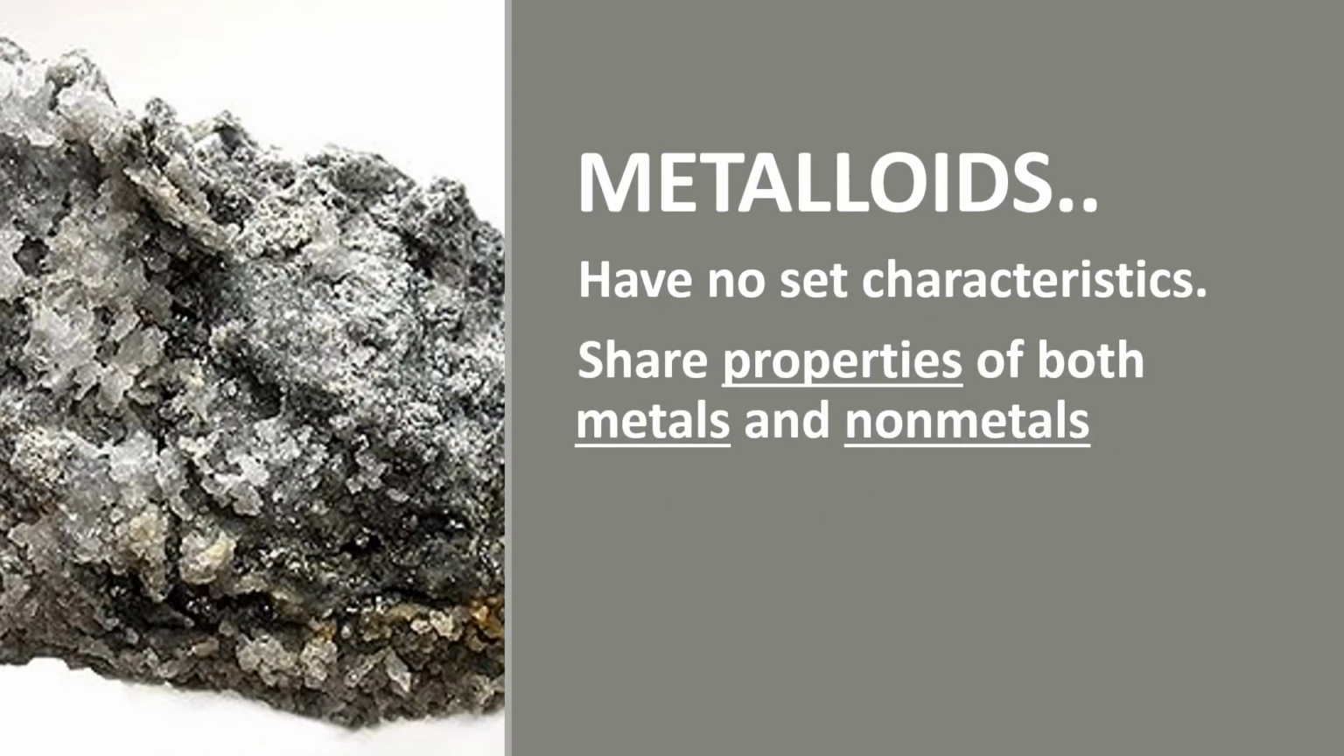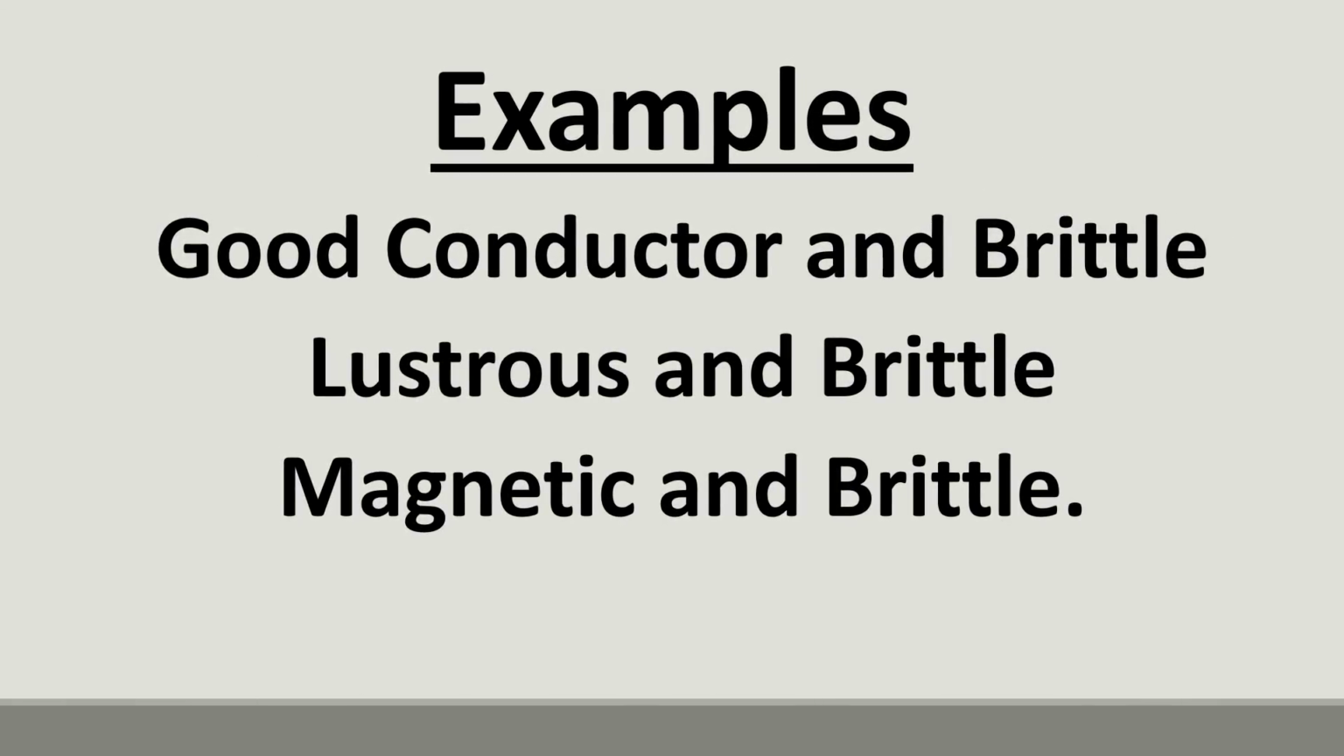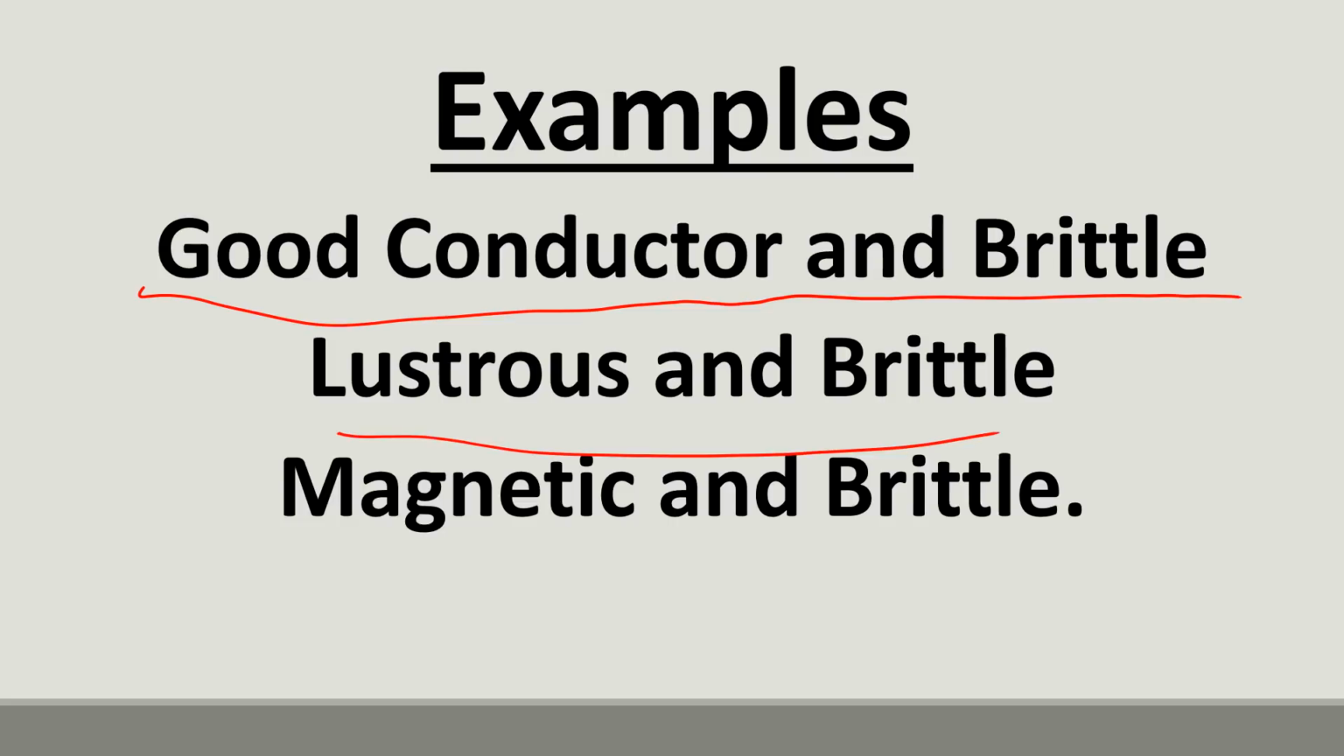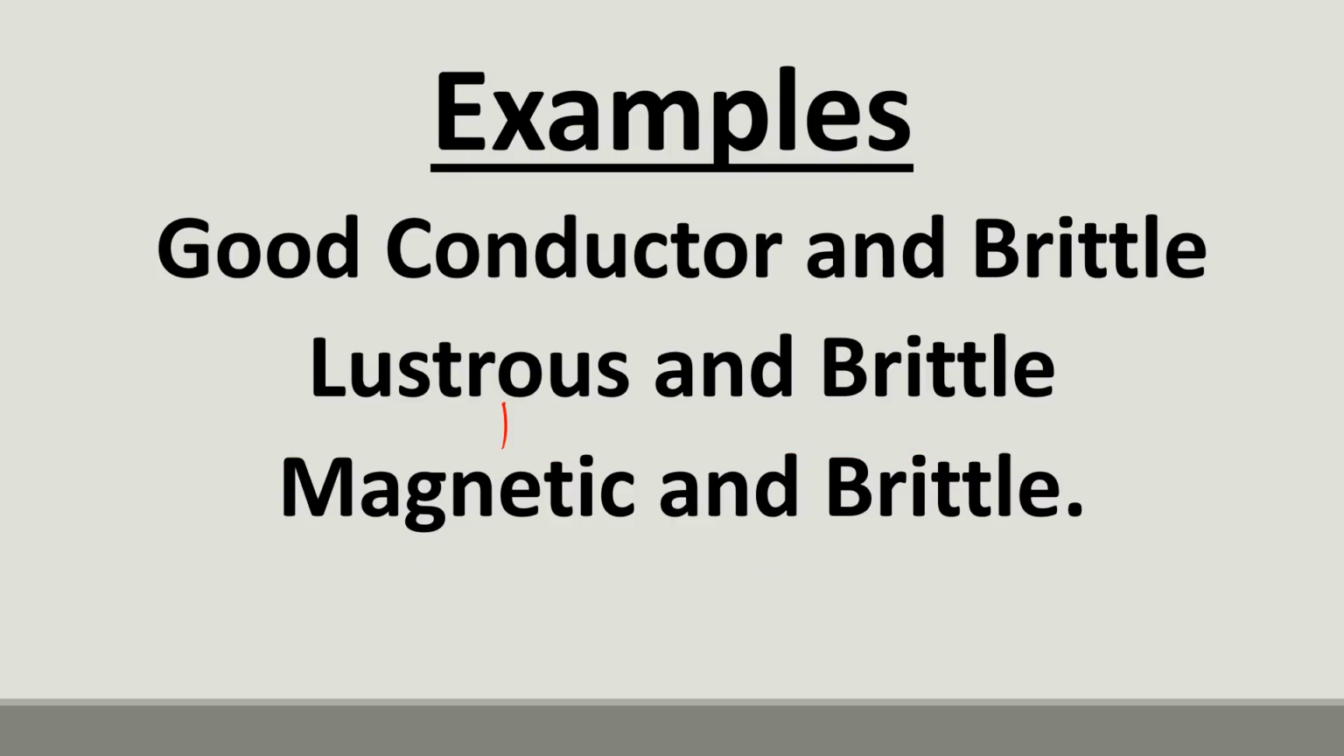So metalloids basically have no set characteristics and share properties of both metals and nonmetals. They can be a little lustrous, they could be magnetic. It really depends on the individual element. So some examples are they could be a good conductor but very brittle. They could be lustrous and brittle, magnetic and brittle, lustrous and magnetic, a good conductor and magnetic. It could go on and on, just different combinations of these.